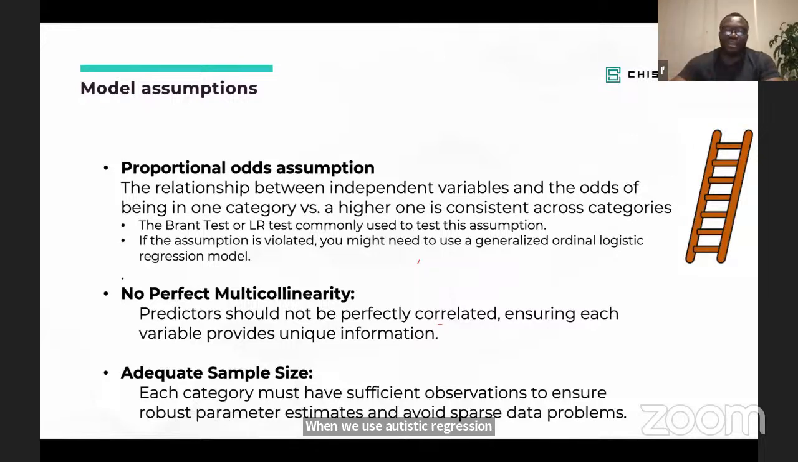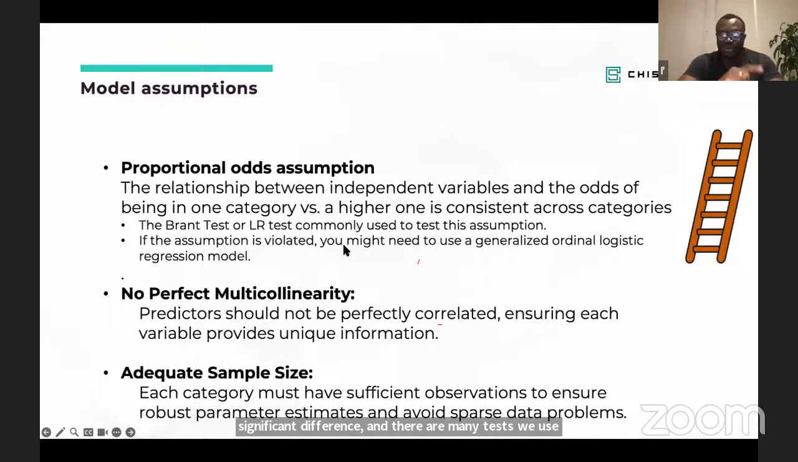And so how do we test that? Well, we need to use a test that will look at, all right, is this step different from this step, or is this step different from the next one? That is what the test essentially is doing in simple lay terms. So ideally, we want to demonstrate that the difference between this step and the next one is not significantly different, right? And there are many tests we use for that. We use a Brant test or we use a likelihood ratio test.